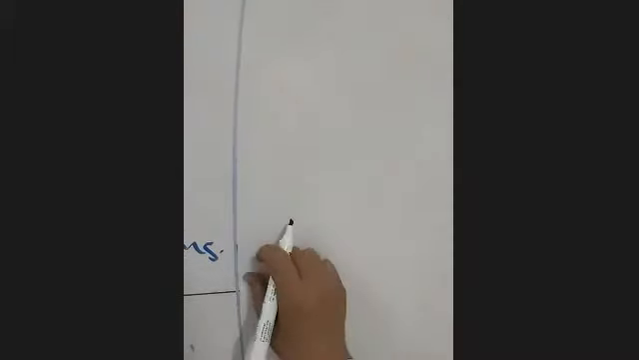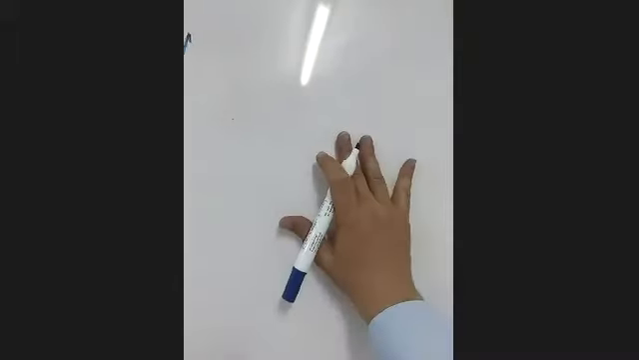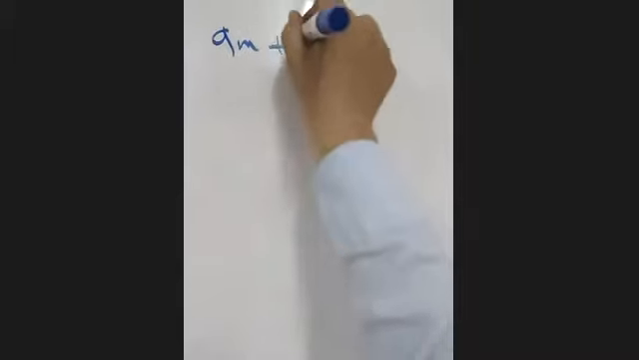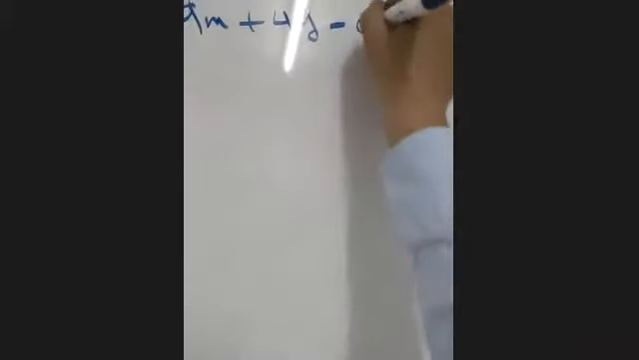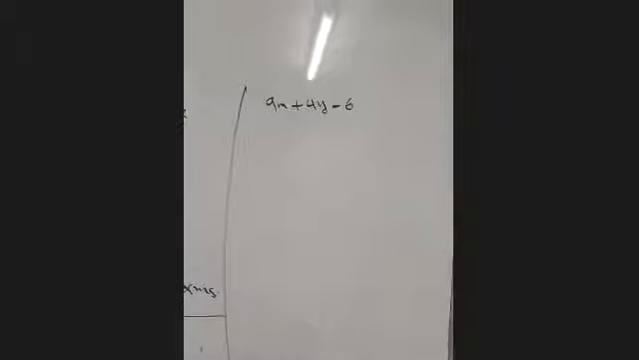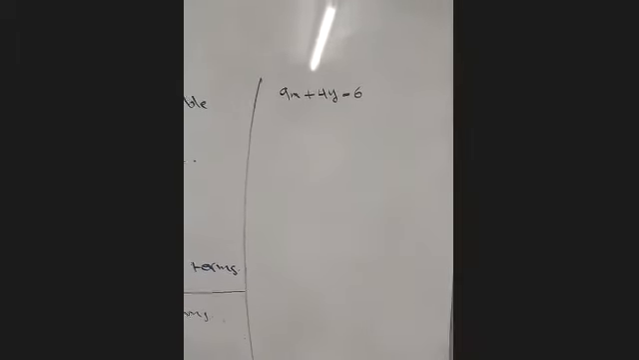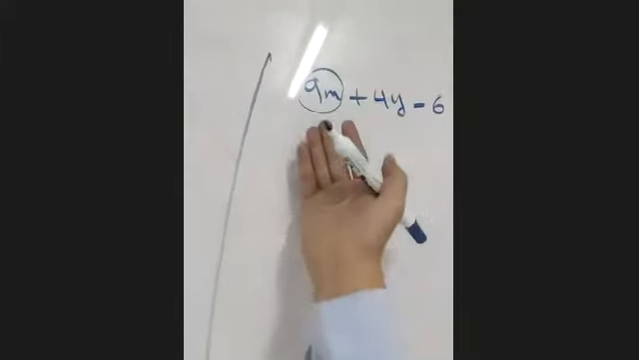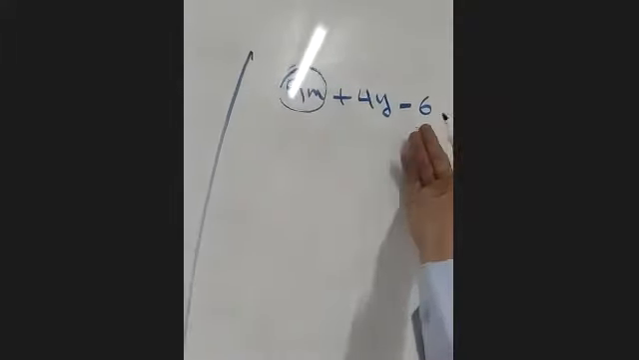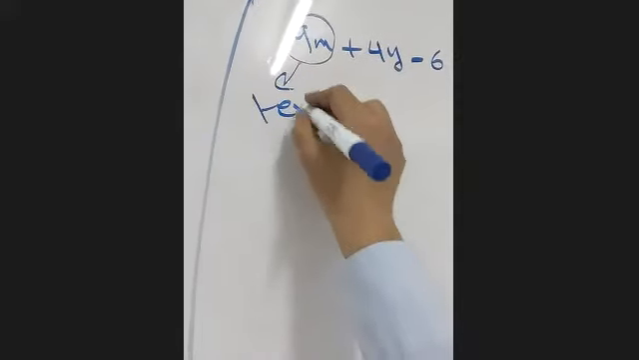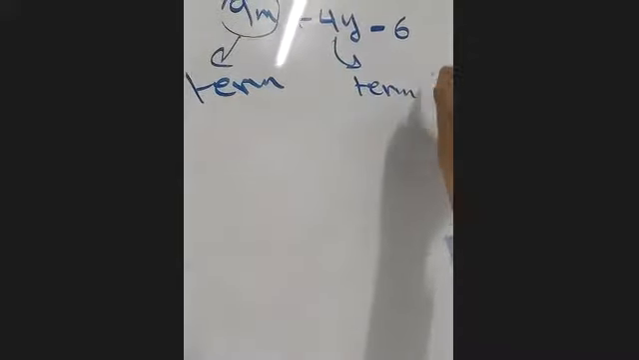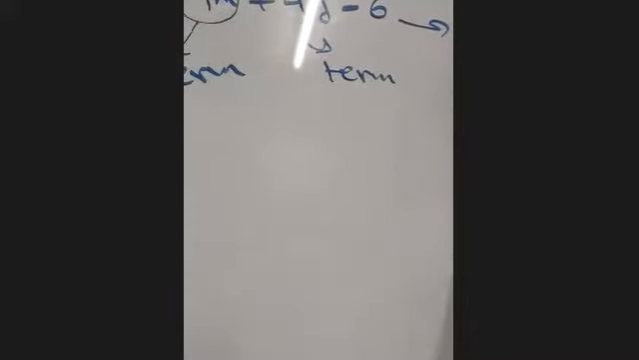The coefficient, okay? Now, when I say, for example, 9m plus 4y minus 6, look here, guys, it's very important. Here we have terms. This we call term, term, term. So this is term, term. This is also term. This is term.